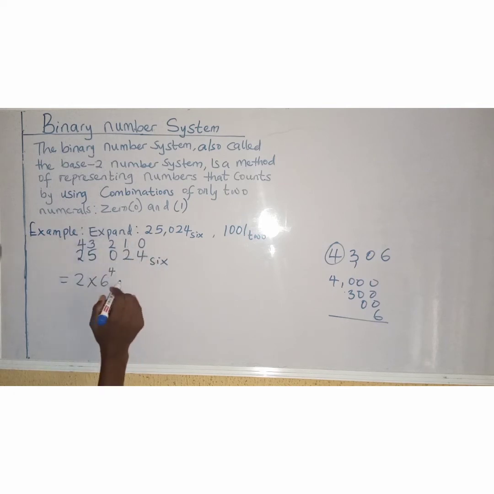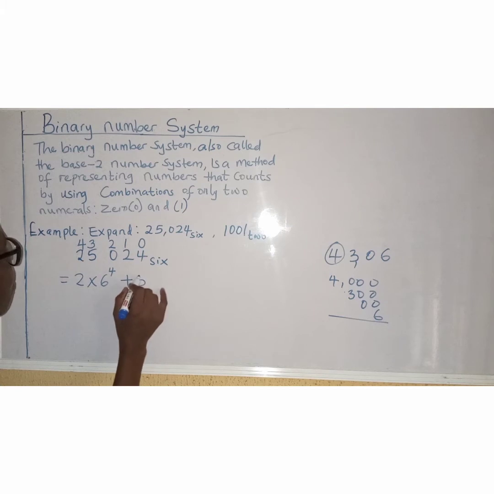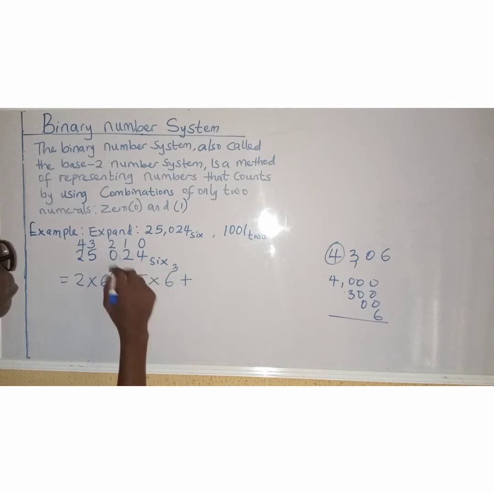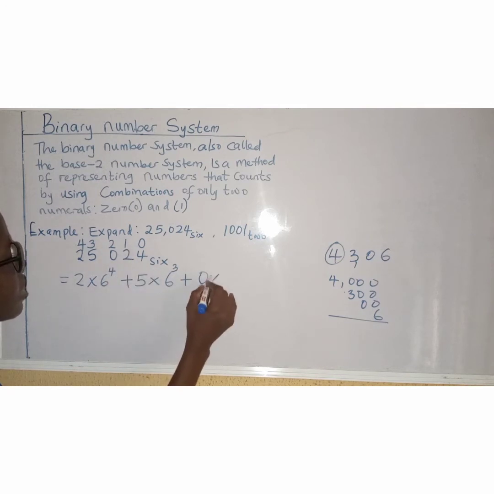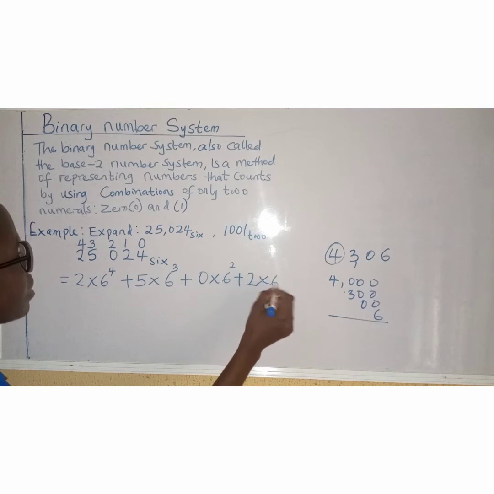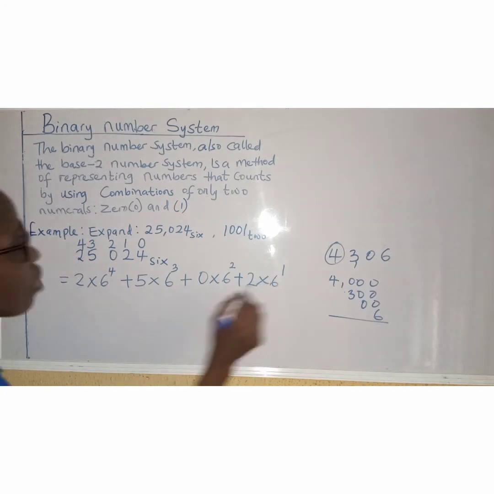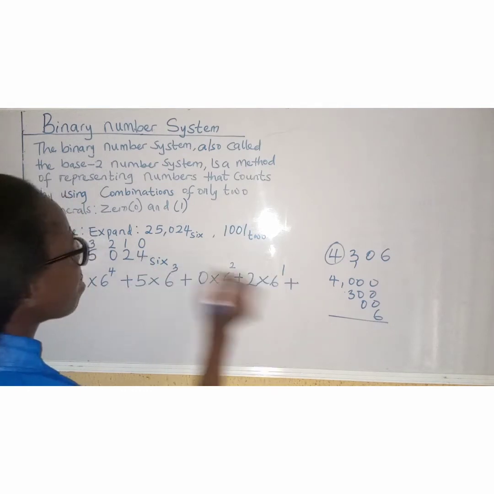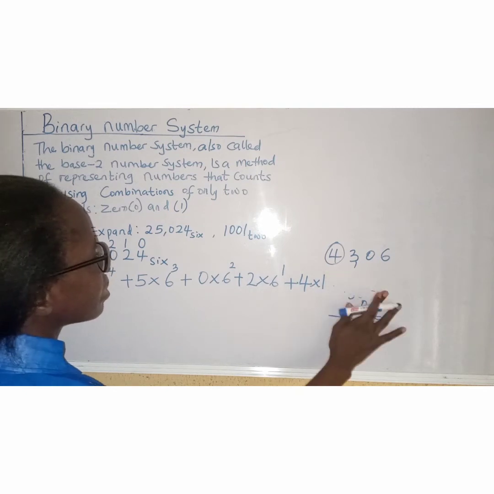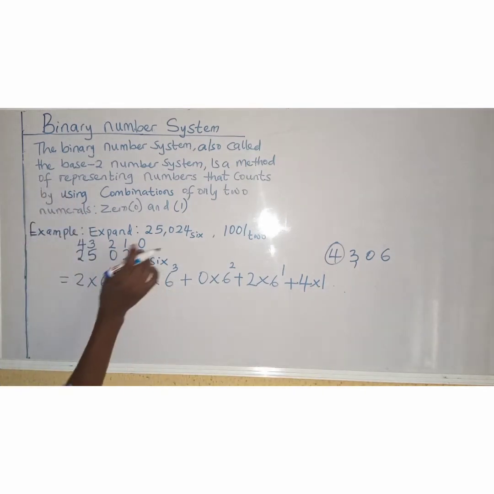All these are the index, plus 5 times the base 6 raised to power what? 3. Then plus 0 times the base 6 raised to power 2. Then plus 2 times the base 6 raised to power 1. The last one will always be 1. They've just picked the last number, say 4 times 1. That's all. That is, you have fully expanded this question.